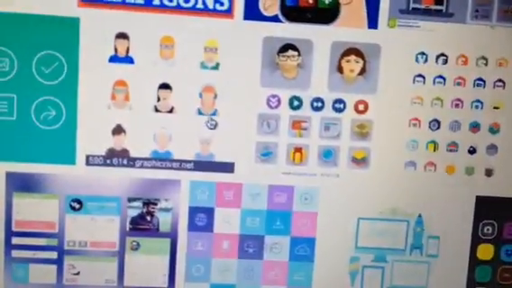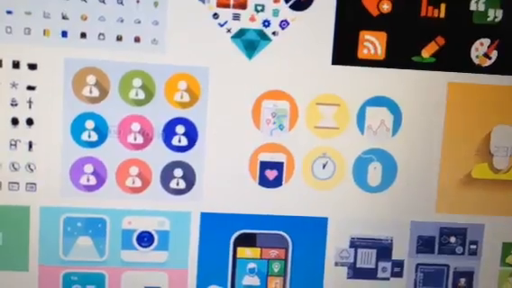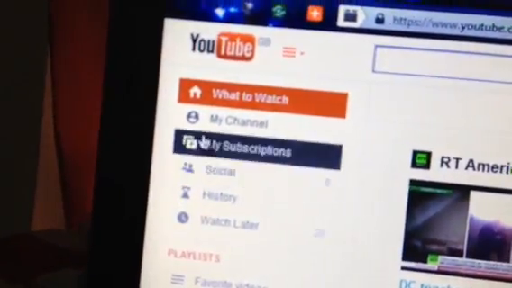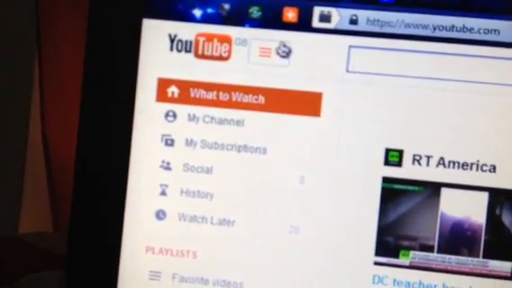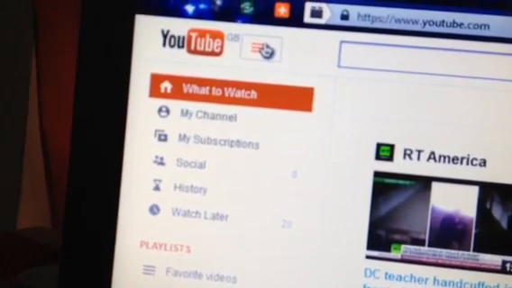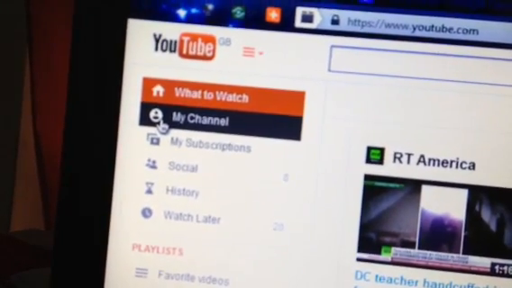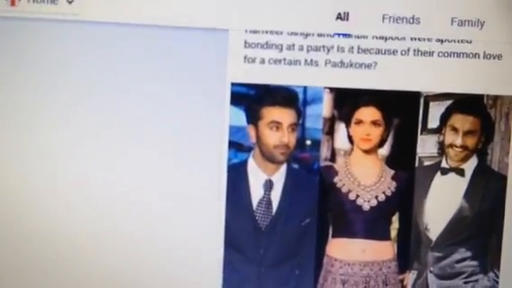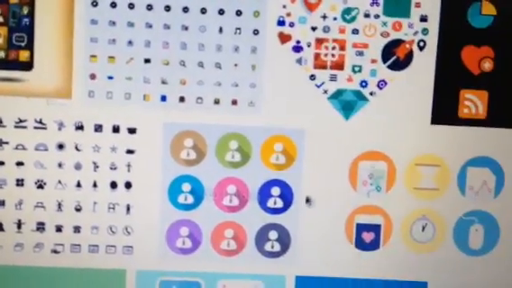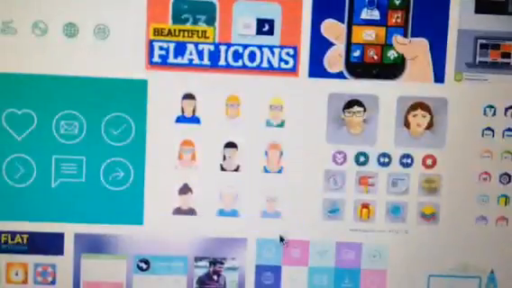Then some of them are extremely annoying. Like you got this, for example, the new YouTube ones that have come out. That looks like a planet and a moon. That's the first thing I saw. I was like, what the fuck? Planet and moon. It's supposed to be a user icon. For example, there they are over there.